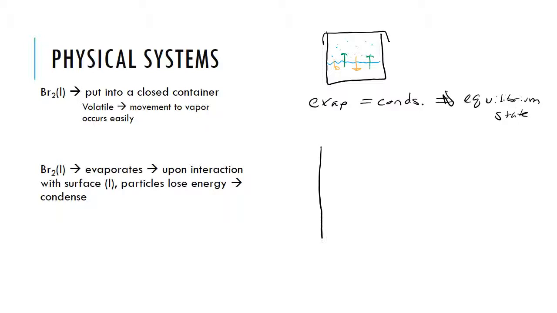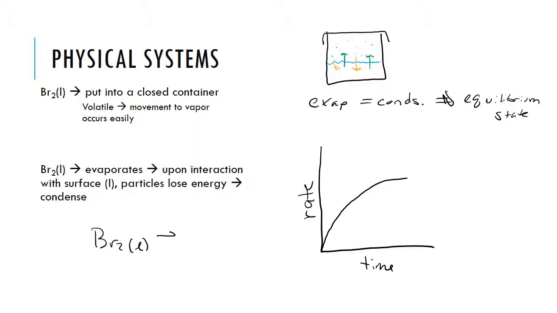There's a graph they can use to represent this. And so we have time of the reaction and we have the rate that is occurring, because equilibrium and rate go hand in hand. So we know during this process we're going to see an increase in, for us, the product, because we are going from bromine liquid to bromine gas. So our product is going to be bromine gas.